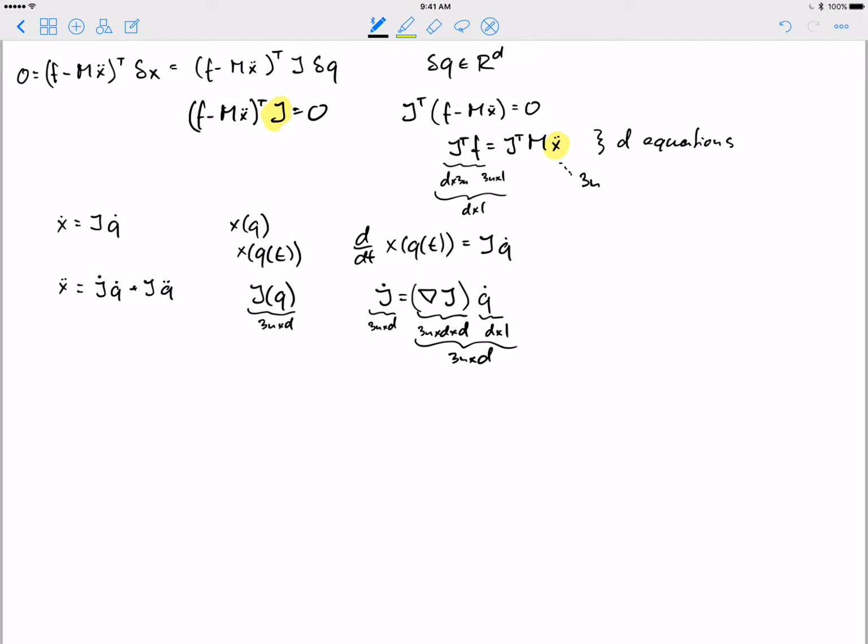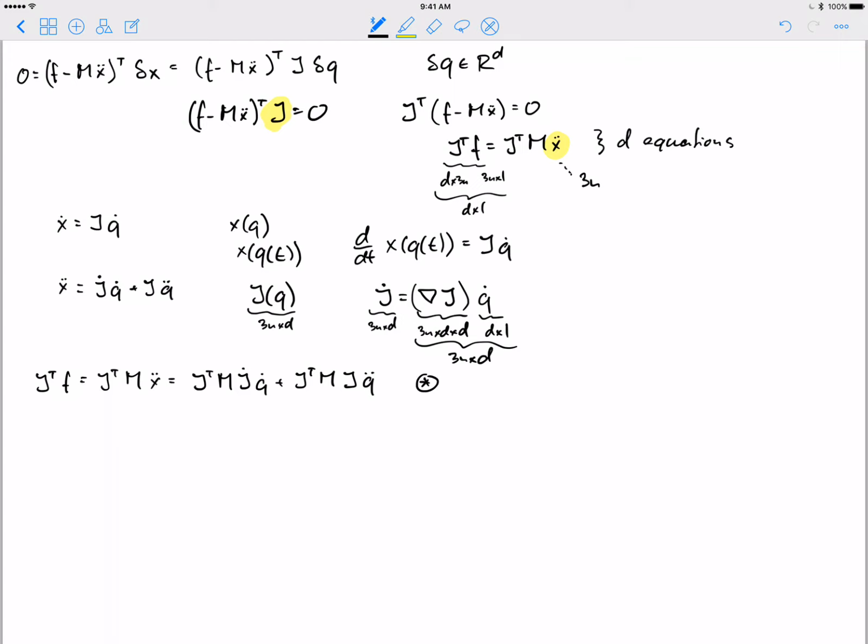All right, so the next thing we are going to do is combine these things. We are basically just going to plug in for the x double dot the expression we got here. So what we're going to do is J^T F. I'm just copying the left-hand side, M x double dot, and I'll plug in for the x double dot what I got here. So that's J dot q dot plus J^T, the mass matrix, times J q double dot. Hope I did it correctly. I think so.